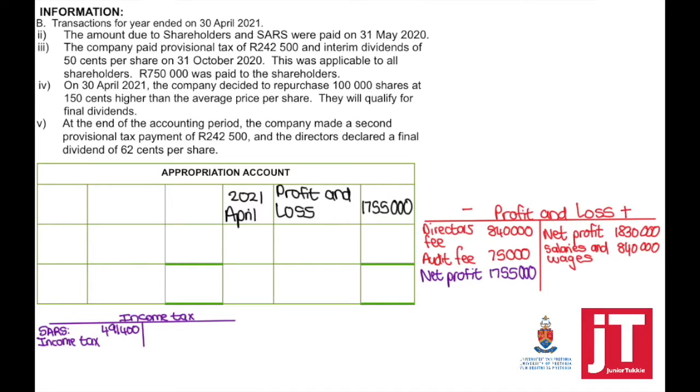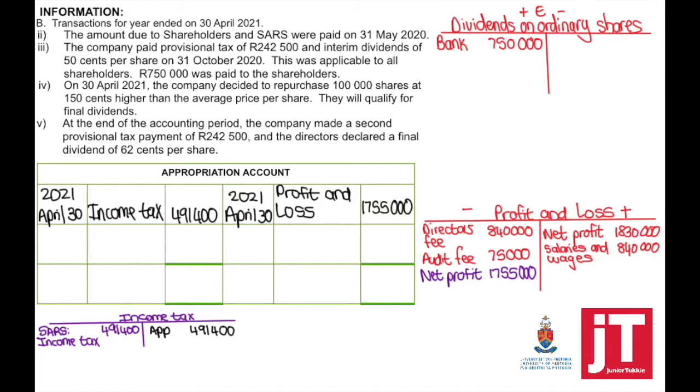$1,755,000. My income tax was calculated earlier as well. We use the same amount. Income tax is closed off to the appropriation account, so it will always appear on the debit side, $491,400. Now looking at our dividends on ordinary shares. Interim dividends was paid $750,000, but now we still need to find out what was the final dividends recommended. Remember basics. Dividends on ordinary shares always consist out of interim plus final dividends recommended, and that is closed off then to the appropriation account.